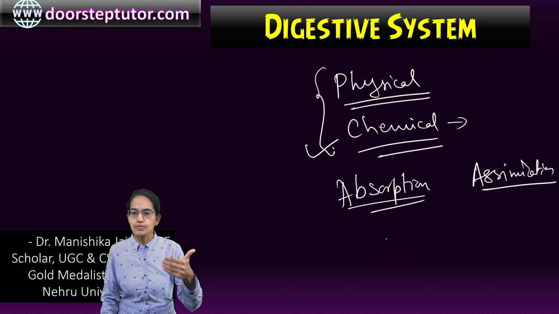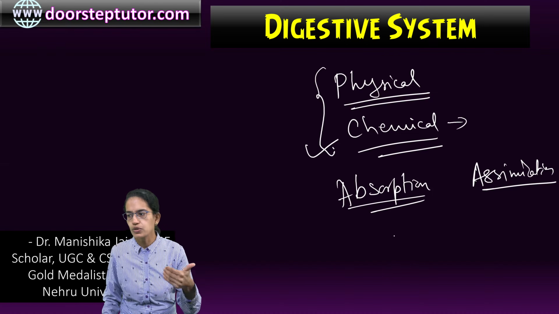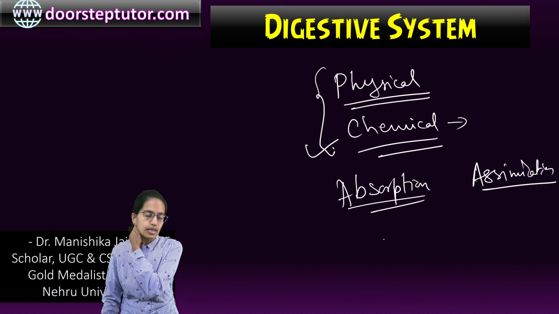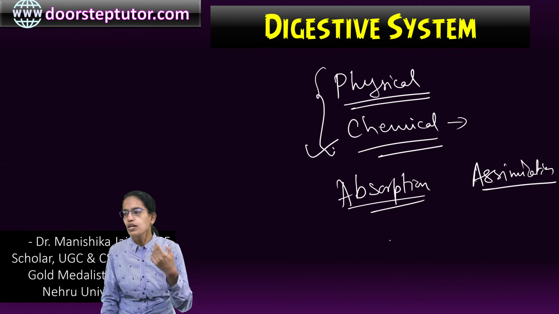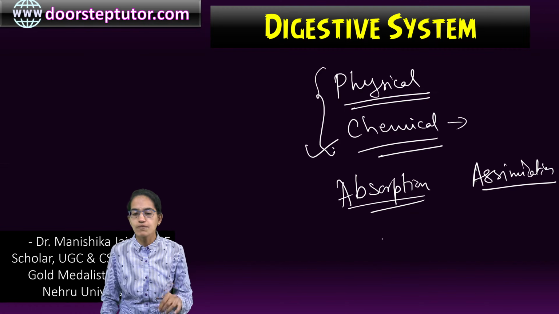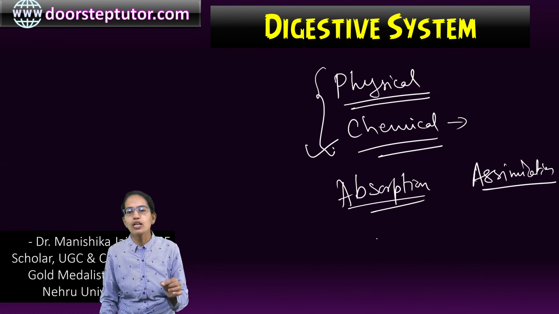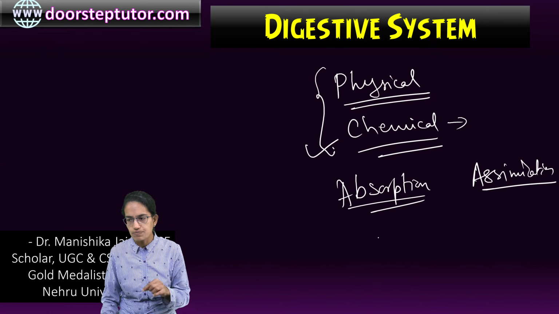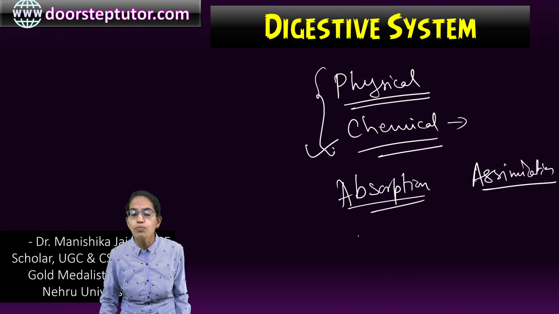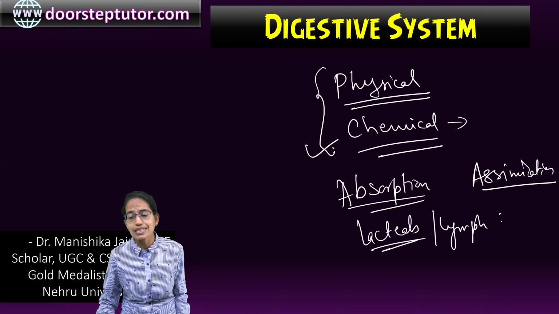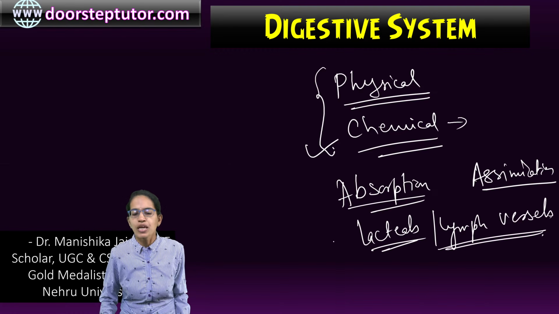Now, glucose, fructose and amino acids are absorbed into the blood, and then there are glycerol and fatty acids, which enter the lymph system. When glycerol and fatty acids enter the lymph system, they are absorbed by the lymph vessels or the lacteals. Lacteals are also called lymph vessels. These lacteals are present in the small intestine, and they help in the process of absorption.